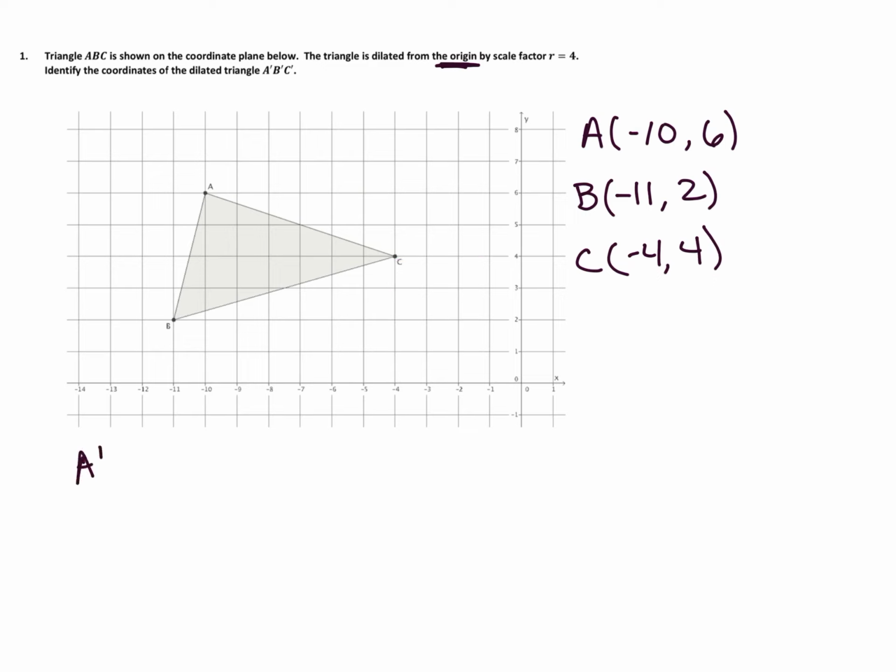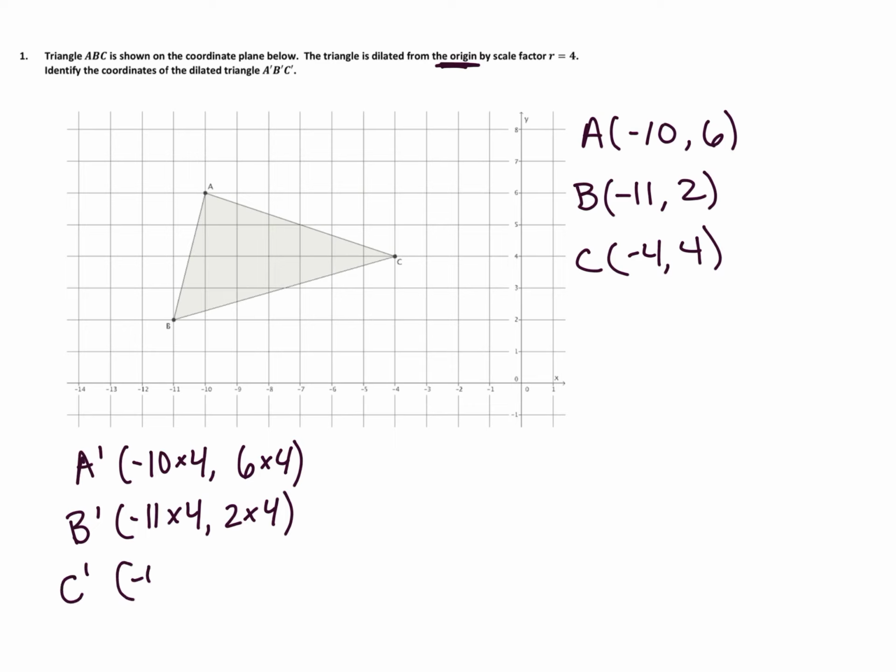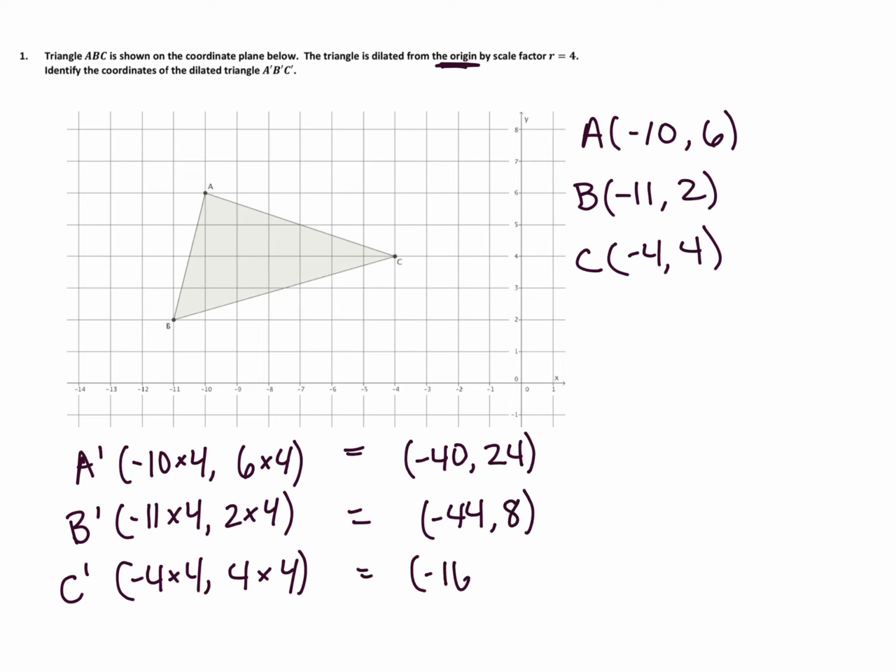So A prime will be -10 times 4, and then 6 times 4. B prime will be -11 times 4, and then 2 times 4 for the y coordinate. C prime will be -4 times 4, and +4 times 4. So A prime is -40, 24. B prime is -44, 8. And C prime is -16, +16.